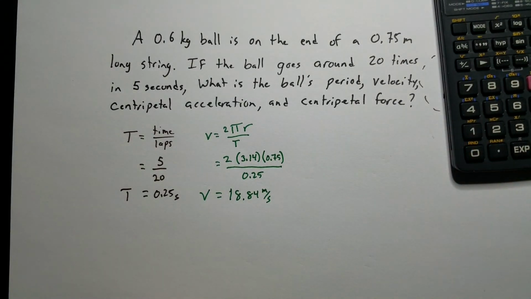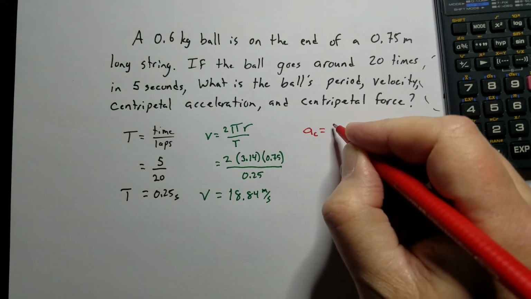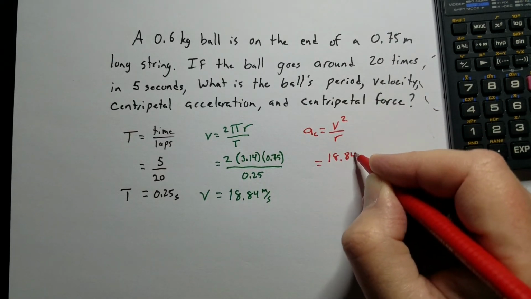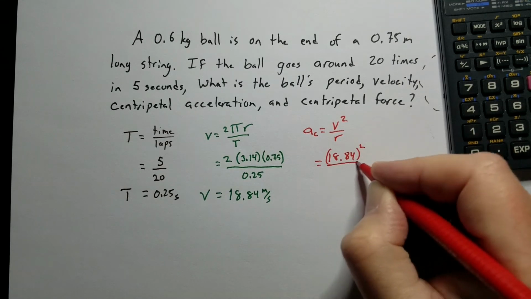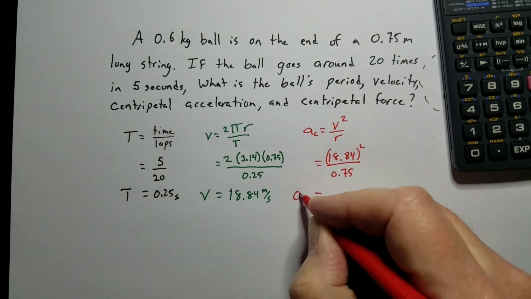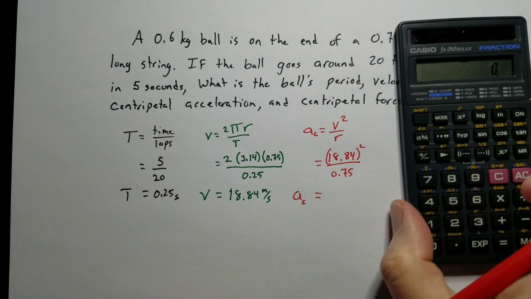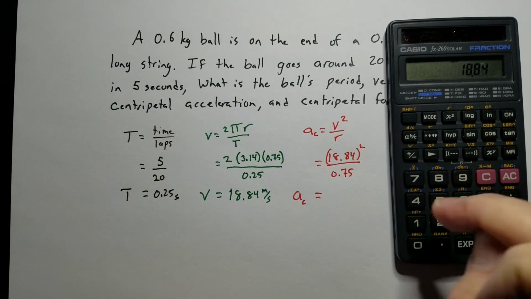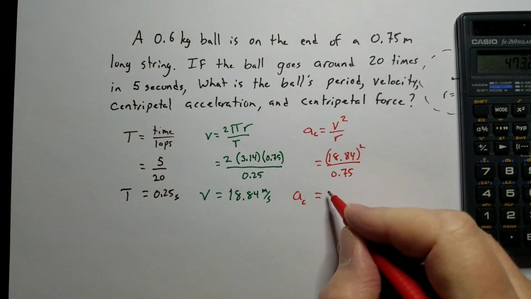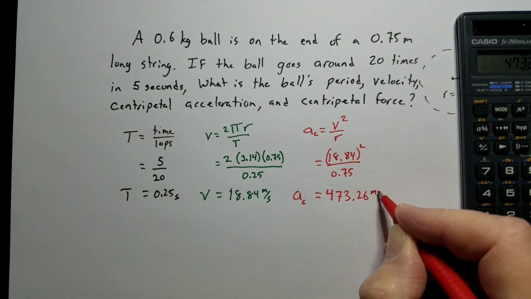All right, keep plodding along. Now that we've got the velocity, we can find the centripetal acceleration, v squared over r. So 18.84 squared, divided by the radius, which is 0.75. Quite frankly, in most of these problems, finding the period is actually the hardest part. After that, it's mostly just plug and chug. So we've got 18.84 squared divided by 0.75. We get an acceleration of 473.26 meters per second squared.